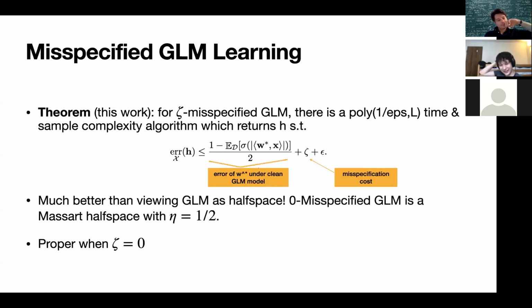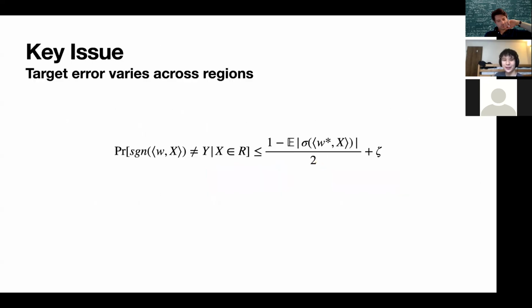It's unfortunately only proper right now when zeta equals 0. You can maybe get a similar-ish guarantee when zeta is bigger than 0, but it's not totally clear what is and is not possible for proper learning in the misspecified case. Let me not dwell on that.